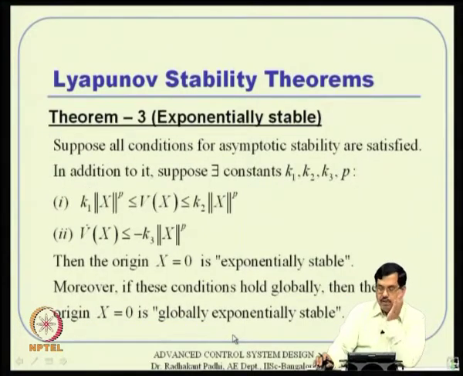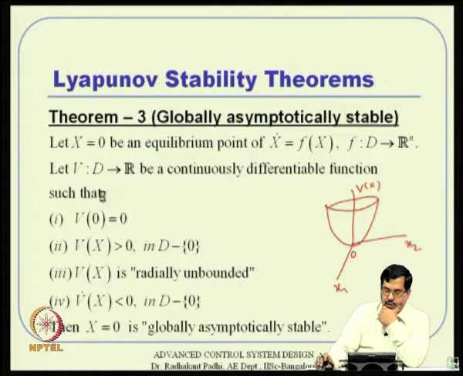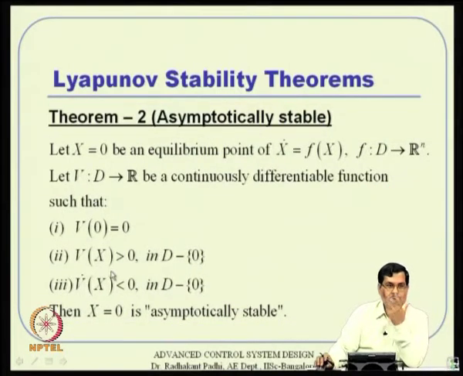What about another condition? What about exponential stability? This theorem tells us that suppose all conditions of asymptotic stability are satisfied. In addition to that, there exist constants k1, k2, k3 and p such that V of x is bounded on both sides and V dot of x is also bounded from above. What does that mean? These asymptotic stability conditions are already there with us.